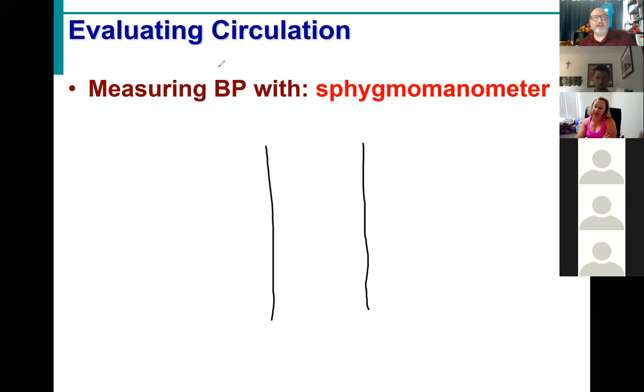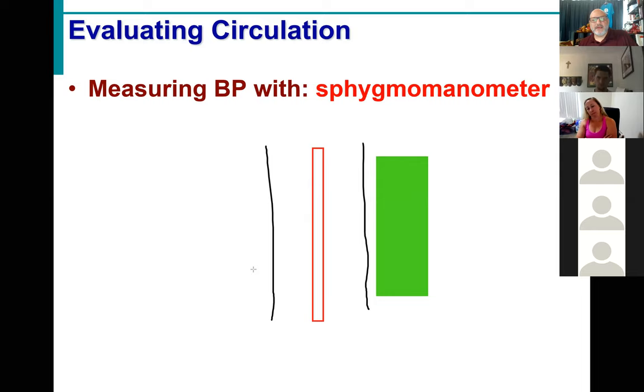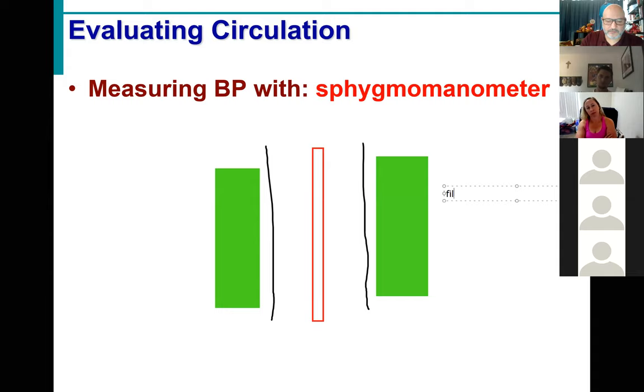Brachial. Yeah, like the brachial artery. Excellent. So we have this brachial artery that is flowing through it. We then, as you mentioned, put the blood pressure cuff of the sphygmomanometer on the outer surface of the arm. Let's go ahead and make that green. And then you pump it up with pressure, as you mentioned. You fill it with air. And as you fill it with air, it increases the pressure.